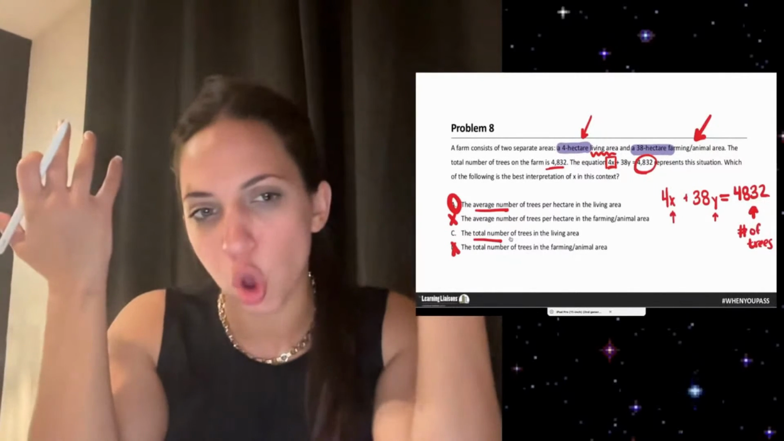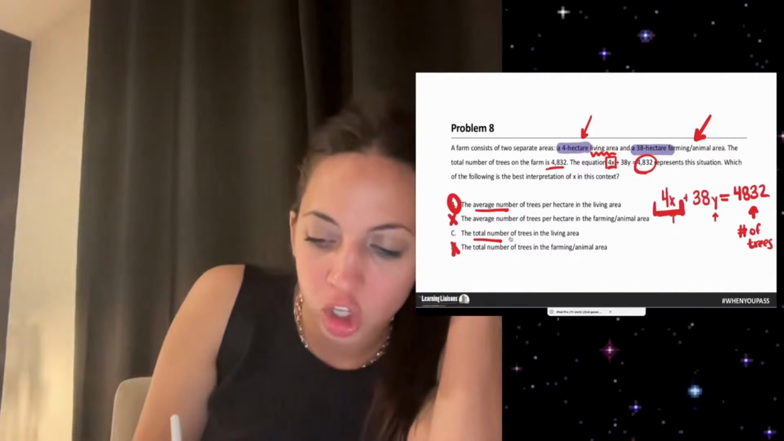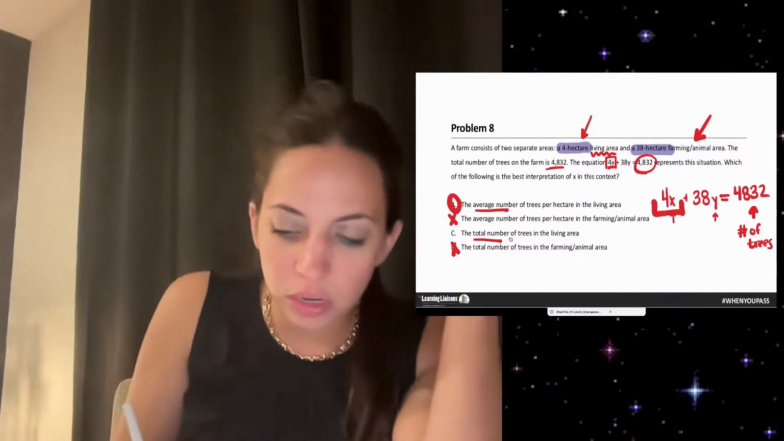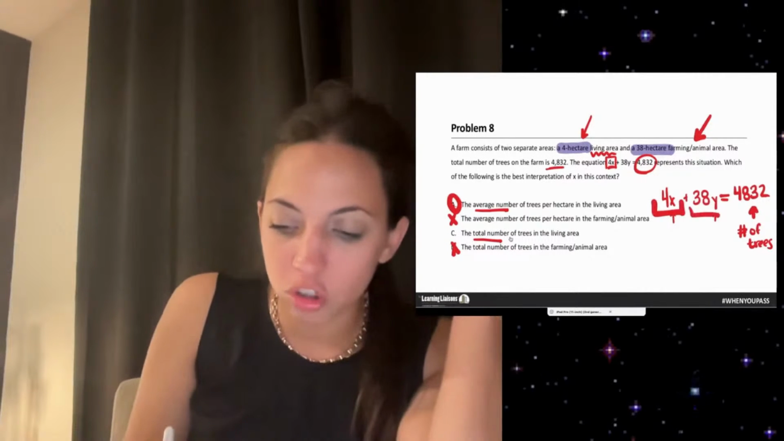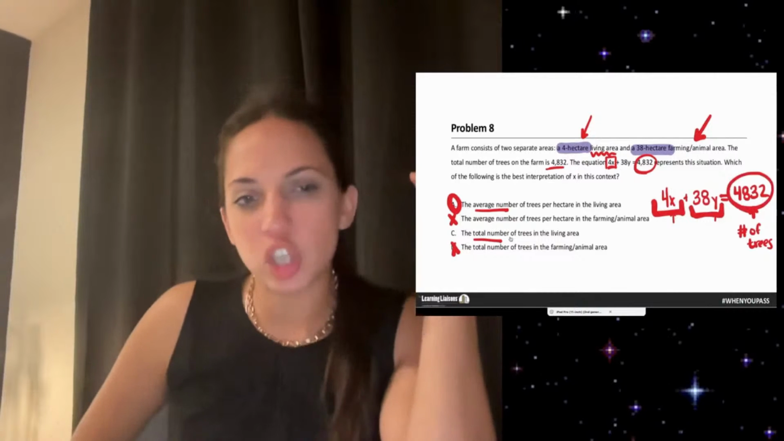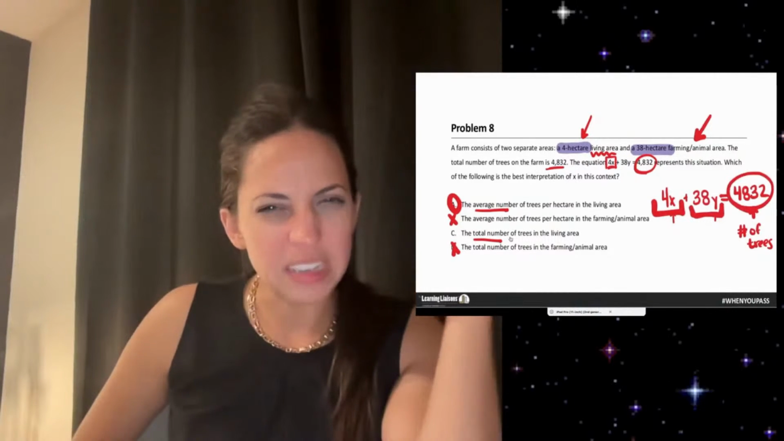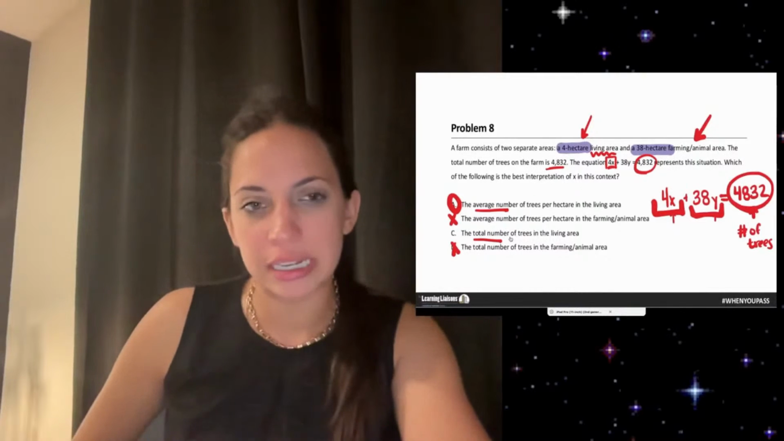It can't be the total number of trees in the living area because that would be what this entire unit is. This unit is the total trees. This unit is the total trees in the farm, and that equals total trees. So it can't be total trees. Does that make sense? So almost through process of elimination did I get to the correct answer.